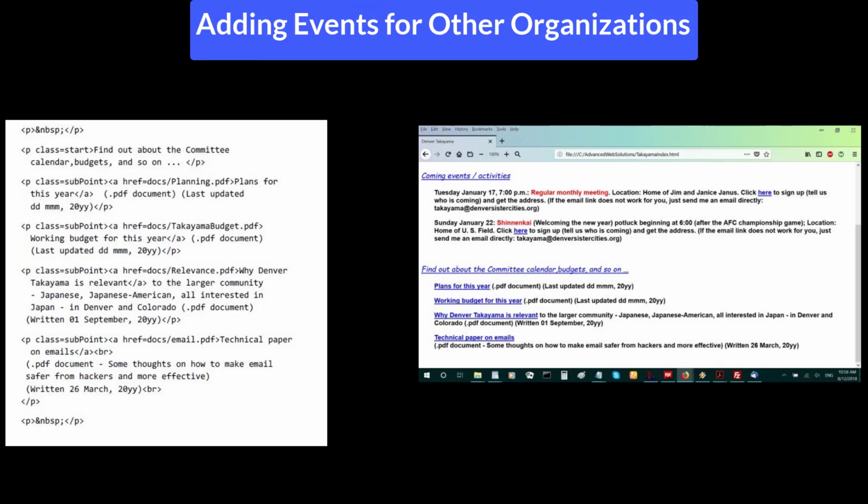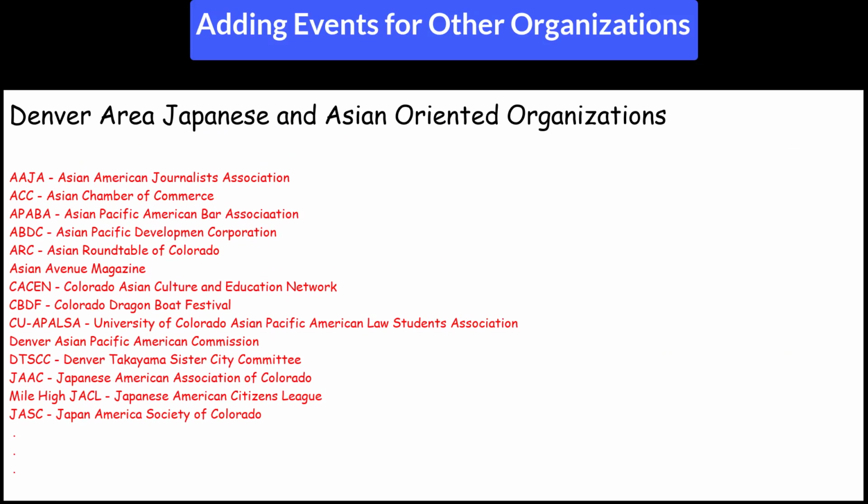Adding events for other organizations. There are other organizations in town that our members relate to. In fact, there's almost 20 such organizations. Our approach is to be more collegial than competitive, and we try to inform our membership of events outside our committee that might be of interest to them.